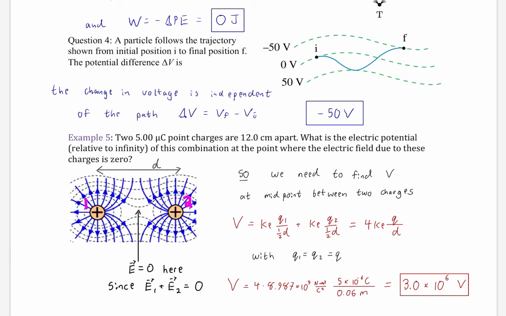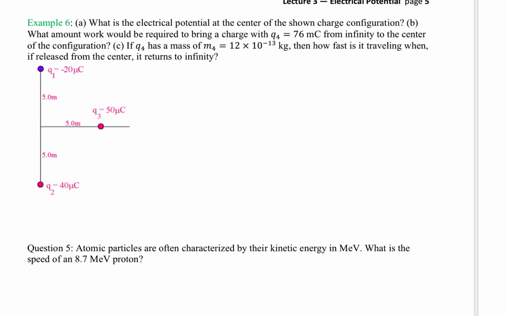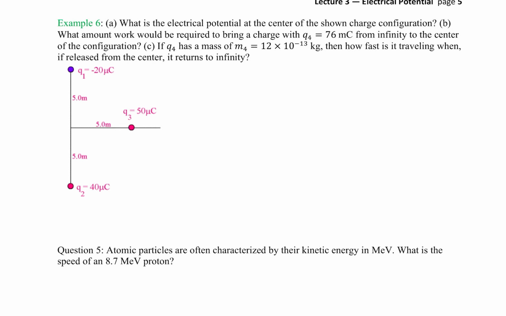In this case, that doesn't mean your voltage is 0. Got it? Okay. All right, final example. What is the electric potential at the center of the shown charge configuration? Okay, so how do we do that?